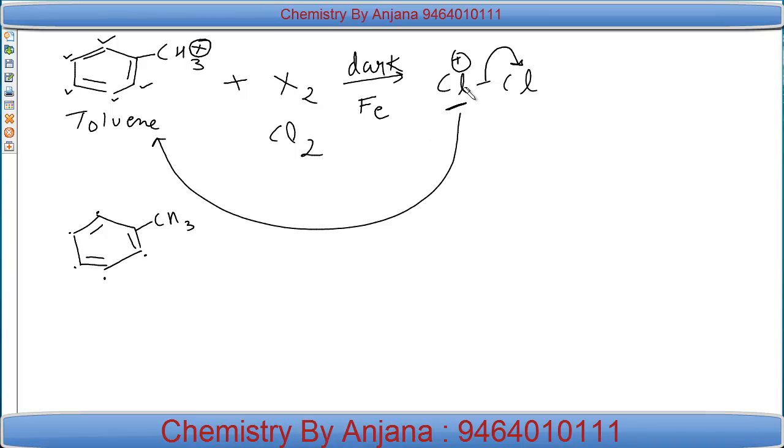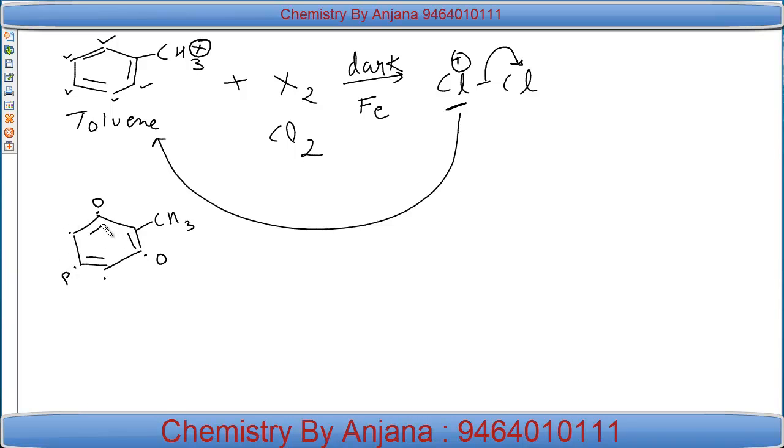नाउ ये Cl+ एक इलेक्ट्रोफाइल आएगा और इन 5 में से किसी भी एक H को सब्स्टिट्यूट करने की टेंडेंसी रखता है. But which position is preferred for attack? This is decided by the group attached here, and that is methyl. Methyl group influences the incoming electrophile to attack only at ortho positions and para position. ये 2 positions are ortho and this position is para.